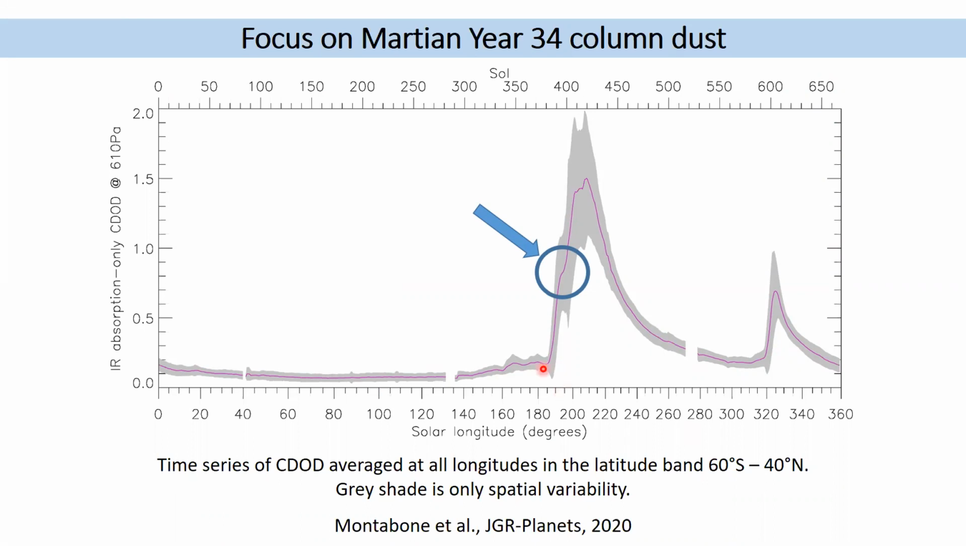So this particular event actually started as a regional storm, and only at this point in time it evolved into an extreme event because a secondary event occurred. So that's why we call these extreme dust events and not storms, because they are a combination of multiple storms.